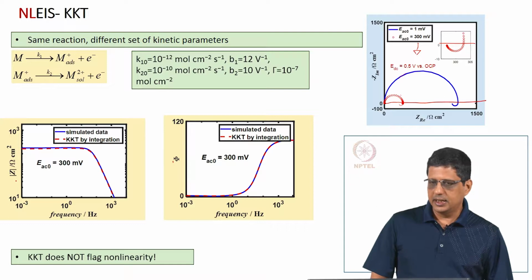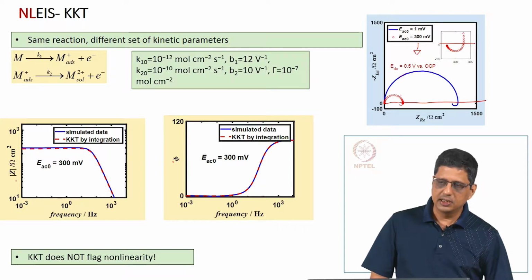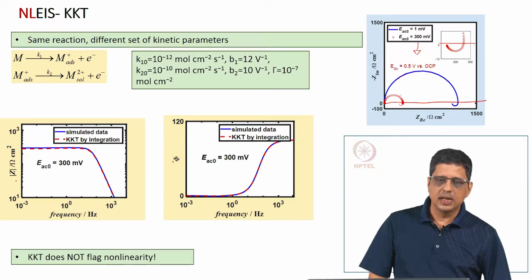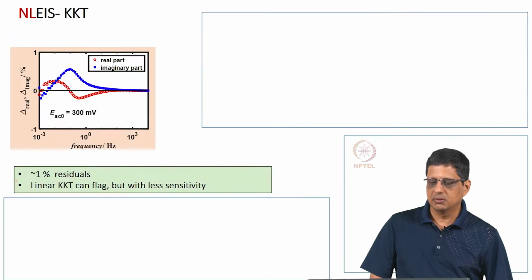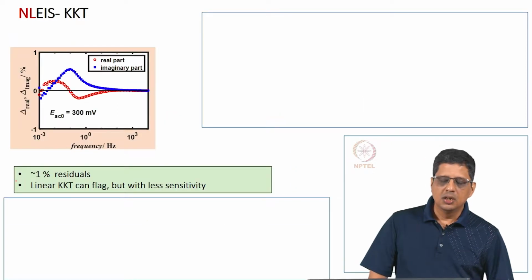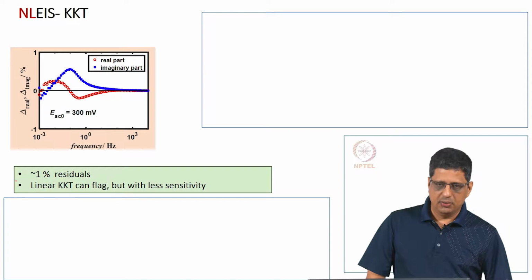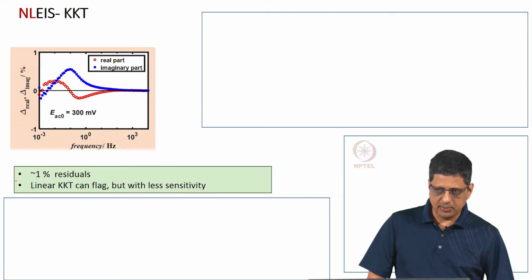So, why is it that in the previous case, same mechanism, different sets of parameters, KKT is able to flag the non-linearity, and in this case it does not seem to flag the non-linearity. If I look at the linear KKT results, the same 300 millivolt data, if I subject to linear KKT, there is a systematic residual.